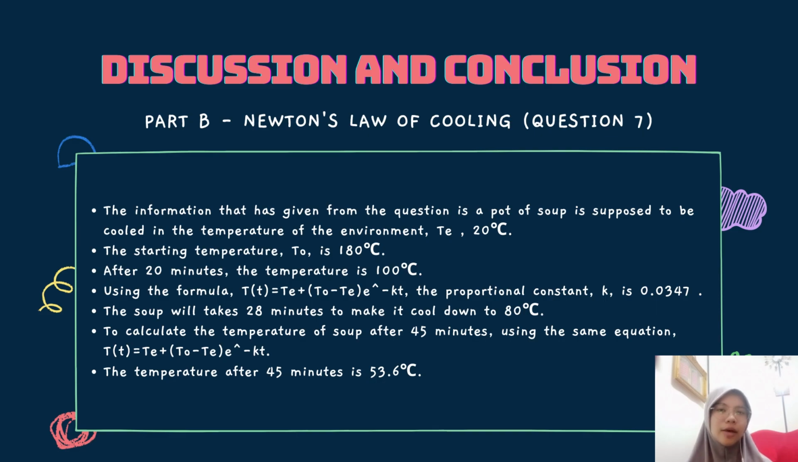To calculate the temperature of the soup after 45 minutes, insert the time t equal to 45 and K equal to 0.0347 in the equation T(t) equal to TE plus (T0 minus TE) multiplied by e to the power of negative Kt. The temperature T after 45 minutes is 53.6 degrees Celsius.